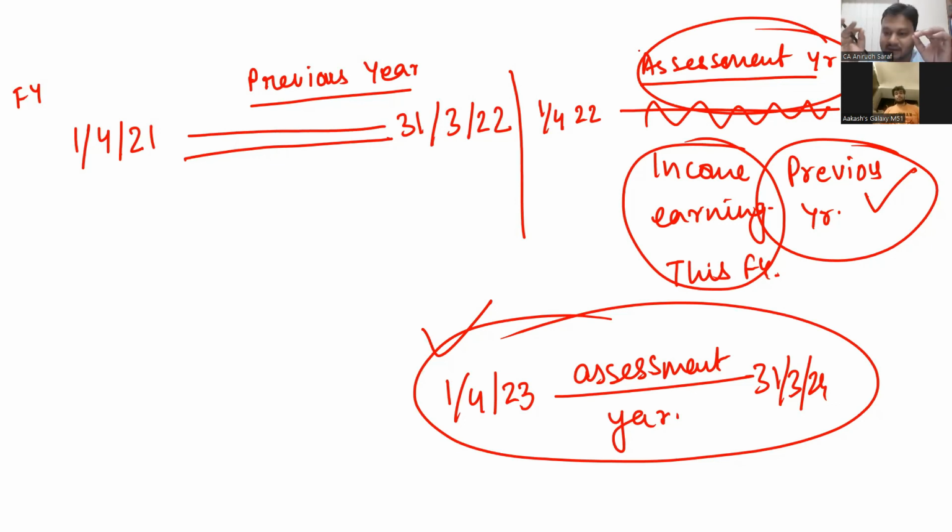Every financial year is also a previous year and also an assessment year. Because every year you are going to do assessment for the previous year's income, but you're also earning income in the current year. So there is a previous year and an assessment year in every financial year. Okay, great.